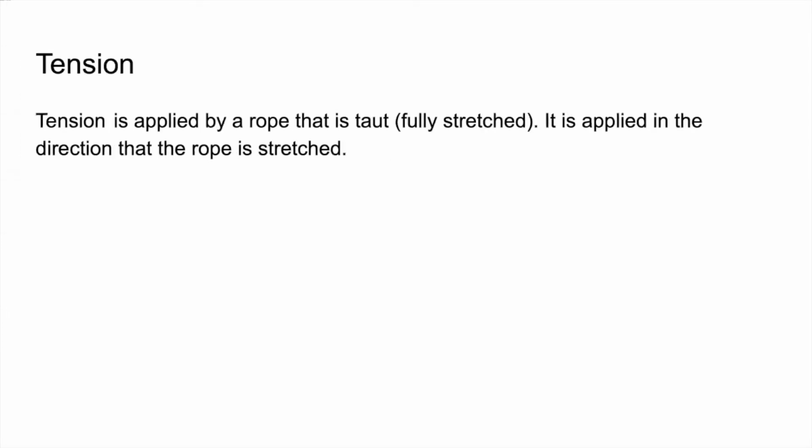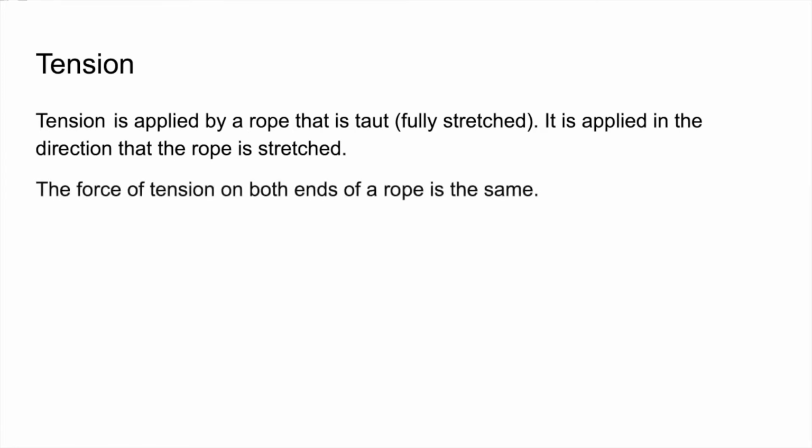Lastly, tension. Tension is applied by a rope that is taut or fully stretched. It is applied in the direction that the rope is stretched. That might be confusing, but soon I'll show you a diagram and you'll see what that means. Tension is applied on both ends of the rope, and on either end, the magnitude of tension is the same. Tension is a contact force because it is only applied on objects that are touching the rope.